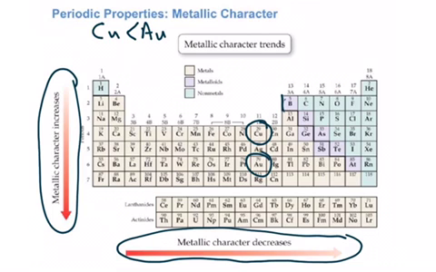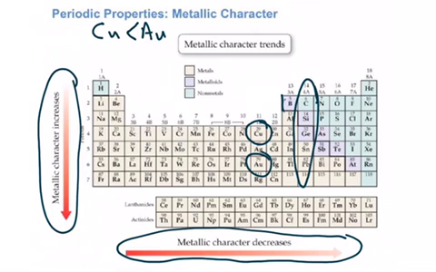So this is a third periodic trend that we have seen. We have now seen atomic and ionic radius, which follow the same pattern. Then you saw ionization energy, which is inverse to atomic radius. And now this third periodic trend has to do with metallic character. Okay, so in summary, as you're going down a group, you'll notice that metallic properties do increase. The best way to remember that is just keep this in mind here.